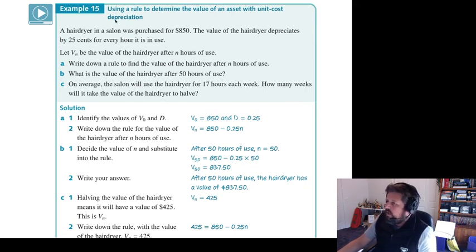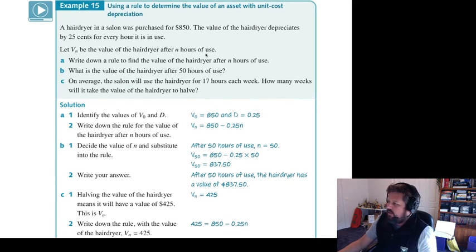Example 15 says use a rule to determine the value of an asset with the unit cost depreciation. It says a hairdryer in a salon was purchased for $850 and the value of the hairdryer depreciates by 25 cents for every hour it is in use. Let Vn be the value of the hairdryer after n hours of use. We need to identify the initial value, V0, and also the D value, how much it's depreciating each time. Turns out the hairdryer was $850.